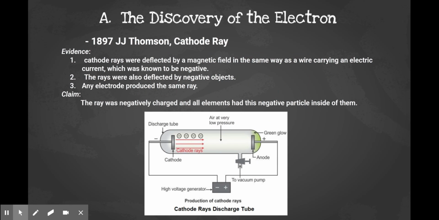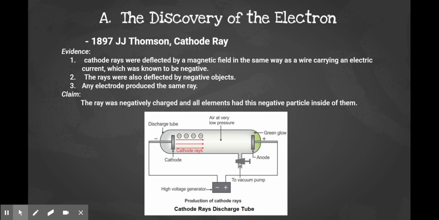The discovery of the electron. J.J. Thomson discovered the electron in 1897 with his cathode ray tube. And so the evidence that he found from experimenting with the cathode ray tube was that cathode rays were deflected by a magnetic field, the same way a wire carrying an electric current, which was known to be negative, reacted to that magnetic field. And he also noticed that the rays were deflected by negative objects. And there's a really good picture in your textbook of the cathode ray tube being deflected by a magnet. So I highly suggest you look at that in chapter 3 of your textbook.